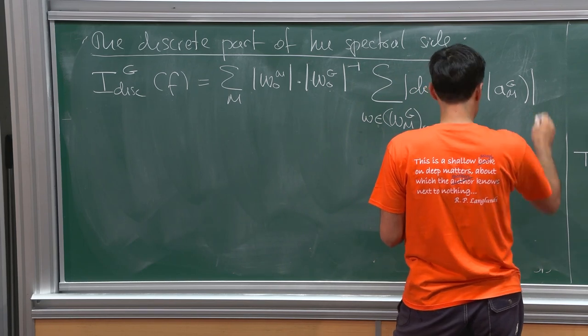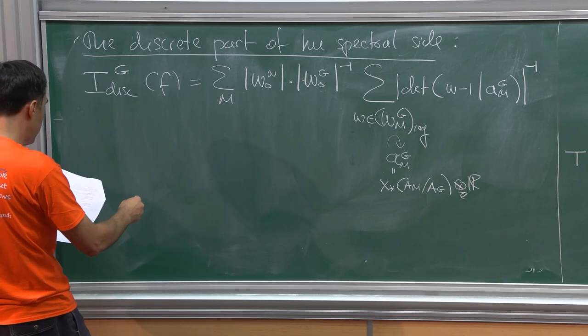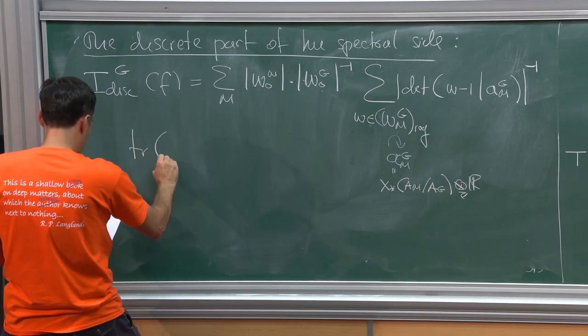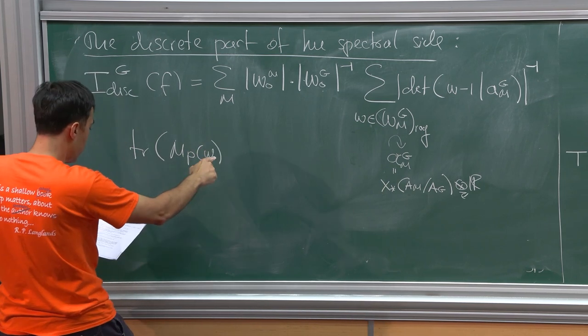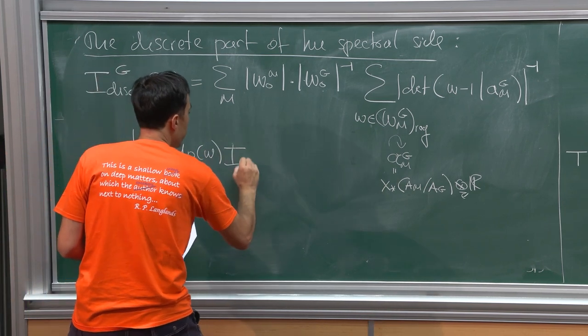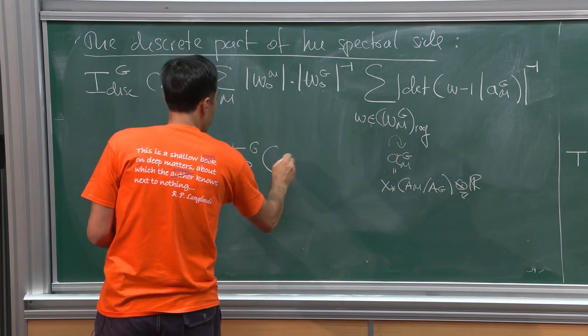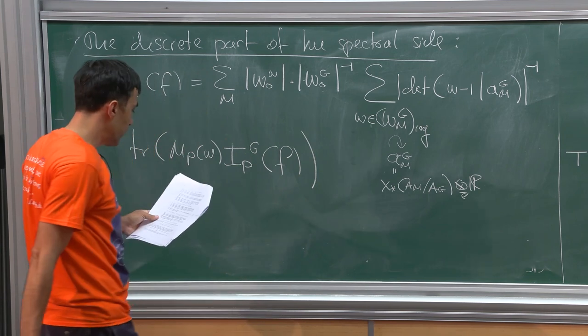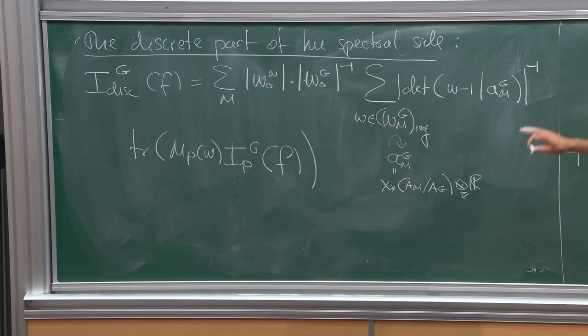And then I'll continue my formula down here. We have the trace of the global intertwining operator composed with the induced representation. And here I'm inducing the entire discrete spectrum of the Levi. So this is the discrete part of the spectral side of the trace formula.